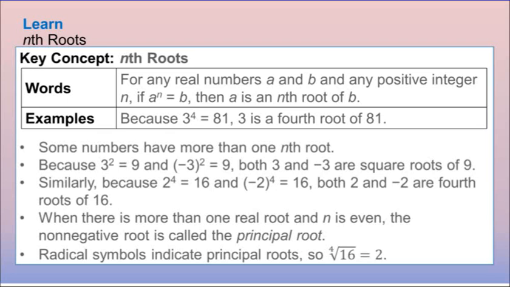But when there is more than one real root and n is even, the non-negative root is called the principal root. So when they're asking for the principal root, or you're just looking for one root, you're always going to use the positive root. So radical symbols indicate principal roots. So the 4th root of 16 would be 2.